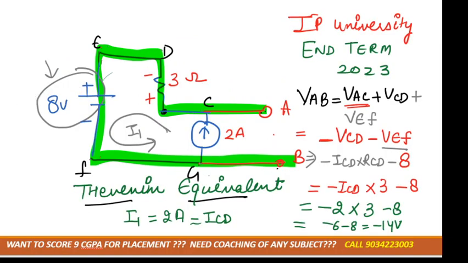Simple. Correct? Students may get confused in VTH only. So you just have to see that you are standing at A and move to B. You have to follow that path and always take the second sign which is coming in your path. As in this question, minus VCD because the second sign is minus, minus VEF because the second sign is minus, then minus 8, and then we just put down the values.